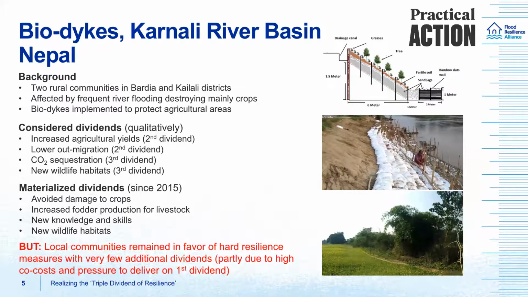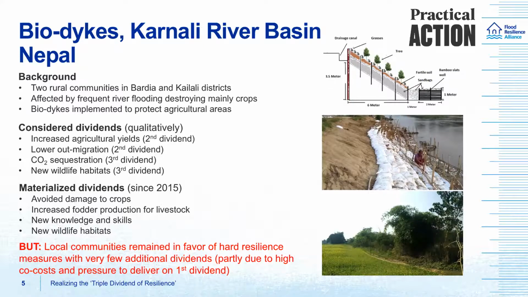One thing that we've looked into, or that Practical Action looked into and shared with us, is that local community members and also local decision makers remained in favor of measures such as concrete walls, or hard resilience measures, where we have lower additional dividends. One or two things were highlighted that might be the reason for that. One is that there are co-costs. For example, the wildlife settling down in these areas was reported to be destroying crops, which was an area of conflict, because it affected the whole community versus a few people benefiting from these defenses.